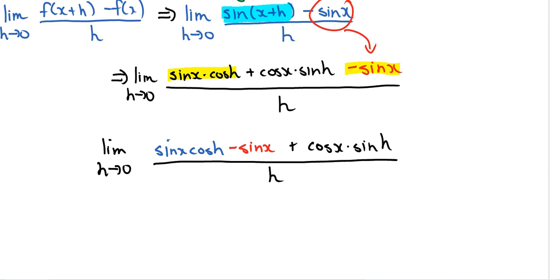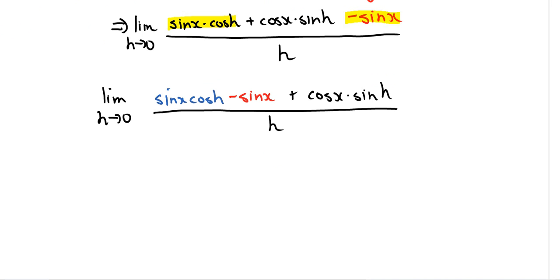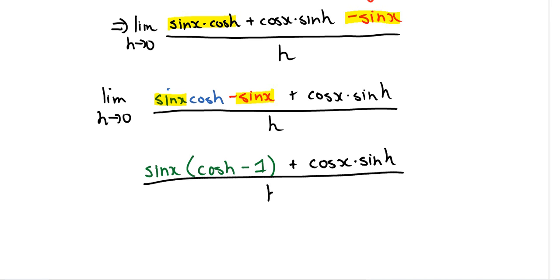So that's just an algebra step right there. And then you'll notice that I have a sine x there and a sine x there, so I'm going to factor that sine x out. So this is going to be sine x, and if you factor that out, you're going to get a cos h minus 1 plus everything else on the numerator, all divided by h. And don't forget your limit sign as h goes to 0.